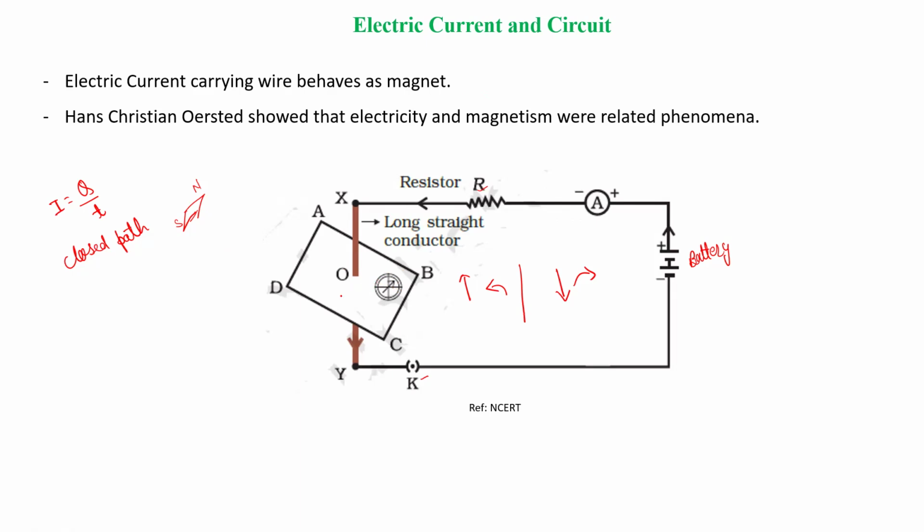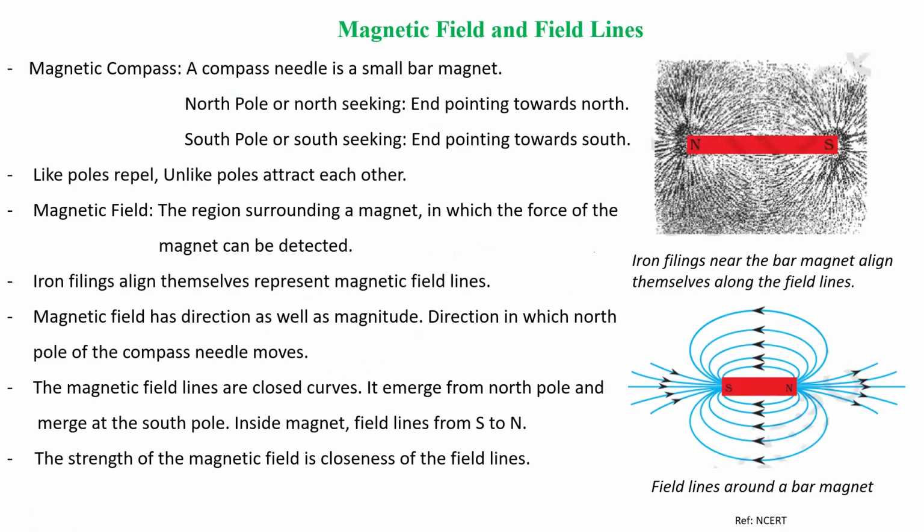So here another magnetic field is there apart from the needle. That's why deflection in the magnetic needle takes place. Okay, so from here we conclude that a current carrying wire behaves like a magnet. Now here we are going to see in detail magnetic field and field lines.